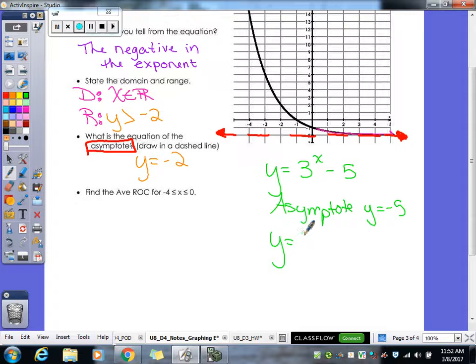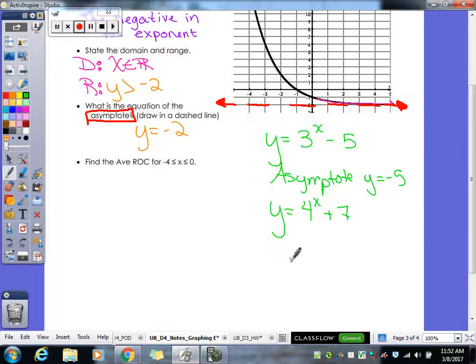How about if it was y equals 4 to the x plus 7? Our asymptote would be at y equals 7. Whatever that last number is, that's where your asymptote is going to be every single time. So if we went back to the other one that we graphed, y equals 2 to the x, where would our asymptote be for that? 0. There's no number at the back here, so our asymptote would be at the line y equals 0, because it's like a +0 that they didn't write.